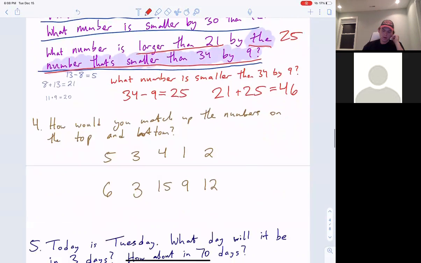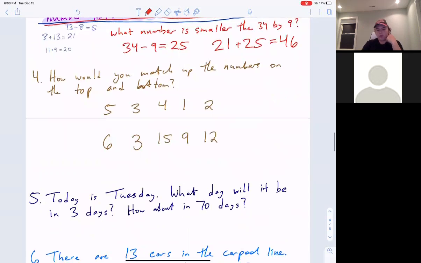Okay, number 4. Number 4 is a weird one. How would you match up the numbers on the top and bottom? So what I'm looking for here is a logical way of matching up the numbers. I personally wouldn't write a question like this, but there's a question in the Math Kangaroo practice test that looks vaguely like this. So see if you can find a nice pairing of these numbers and explain why it makes sense. So pause and play around with it. I'll give you a few seconds to pause it.